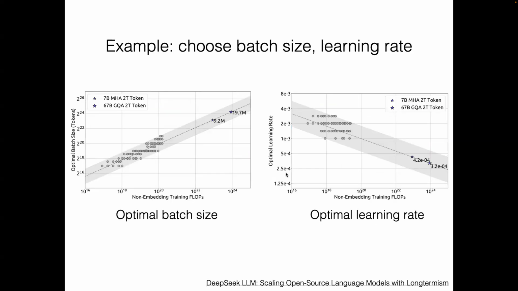And then just really briefly, this is from the original DeepSeek paper. They actually use scaling laws to determine the optimal batch size or the optimal learning rate. And so again, the basic idea is you run a bunch of experiments at a really small scale, and then you try to predict the final hyperparameters that you're going to use for your really large training run.